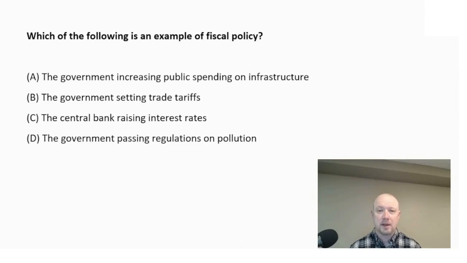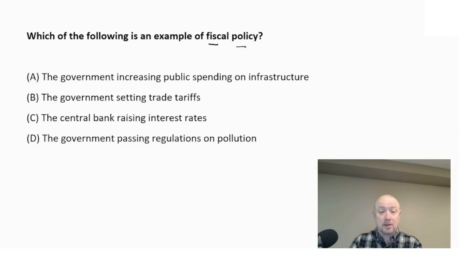Which of the following is an example of fiscal policy? Is it A, the government increasing public spending on infrastructure? Is it B, the government setting trade tariffs? Is it C, the central bank raising interest rates? Or is it D, the government passing regulations on pollution? All right, so fiscal policy. That is government's spending and taxation to influence the economy. So we're looking for a choice here that talks about spending and possibly taxation.